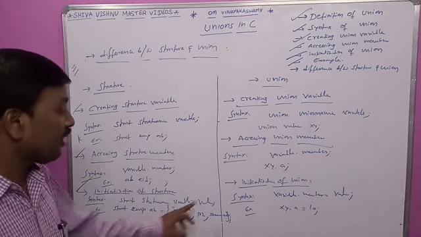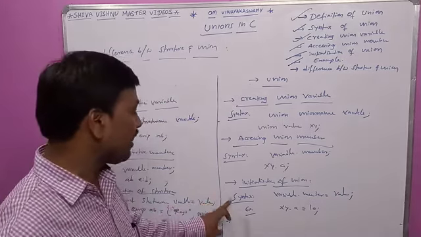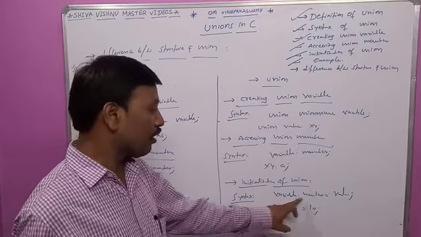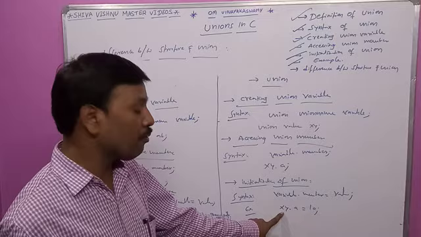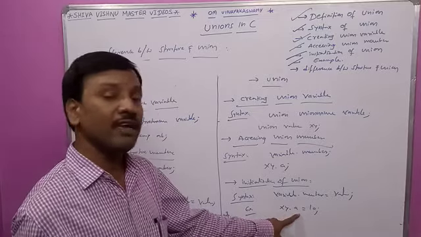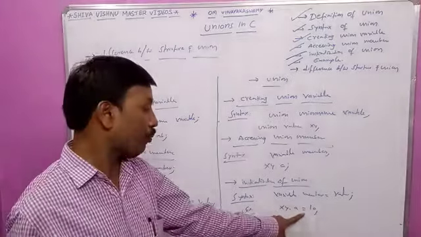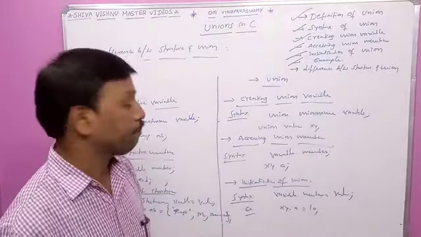Here you can see the initialization of a union. The syntax is variable dot member, assignment operator, value, semicolon. For example, variable xy dot a, the union member a, assignment operator 10, semicolon.